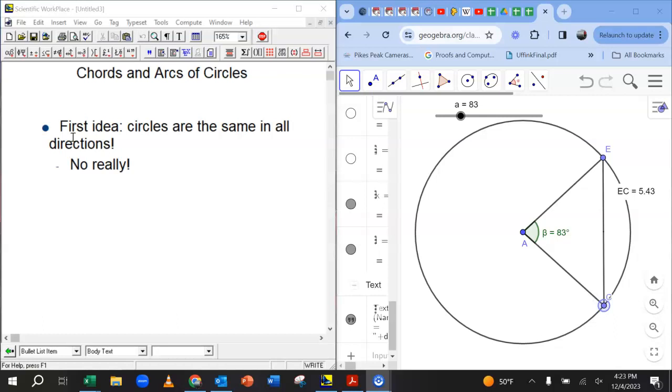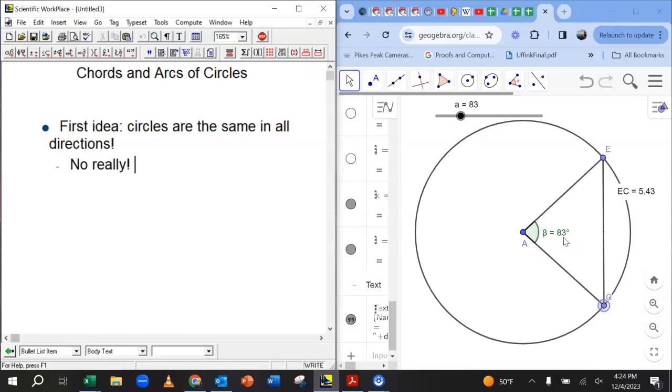And the first point, and this really incorporates essentially the information of theorems 12.4, 12.5, 12.6, and basically 12.7, is that circles are the same in all directions. And that should not be surprising. That's kind of what makes them circles, that anywhere from the center, anywhere you look, they look the same.